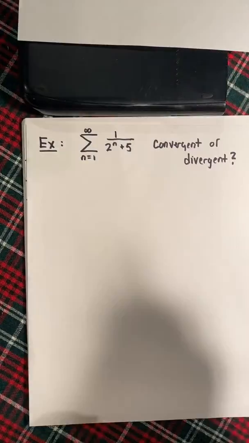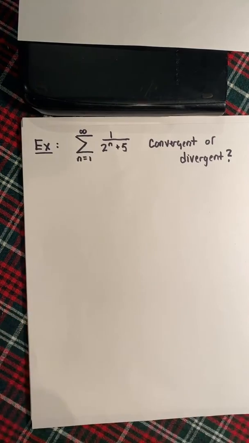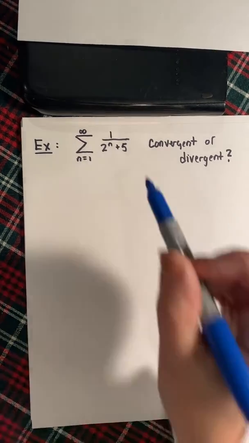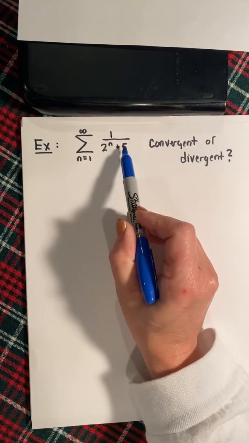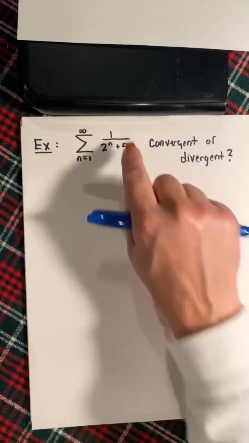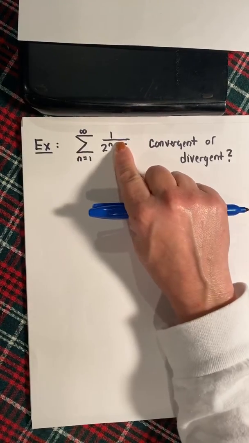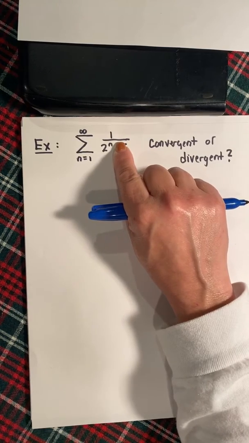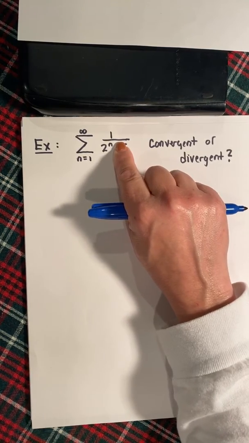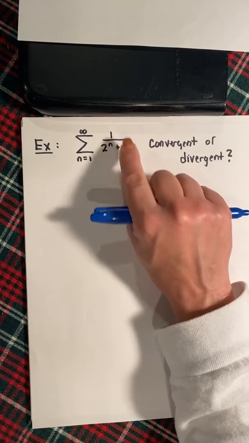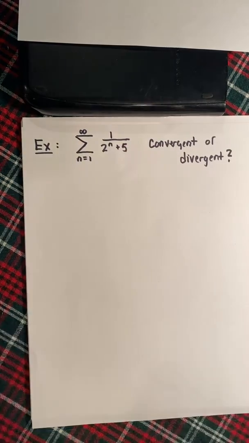Is the series 1 over 2 to the n plus 5 convergent or divergent? Now we have to be careful here because this is sort of a geometric series. The problem is this plus 5, so we can't call this a geometric series. If we didn't have the plus 5 here, we would know that this is a geometric series with common ratio 1/2. So our instinct is that this is going to behave like the geometric series 1 over 2 to the n, but this plus 5 doesn't allow us to call it a geometric series, so we need some other method.